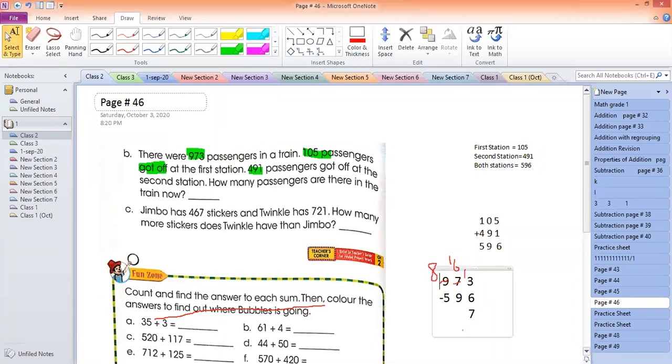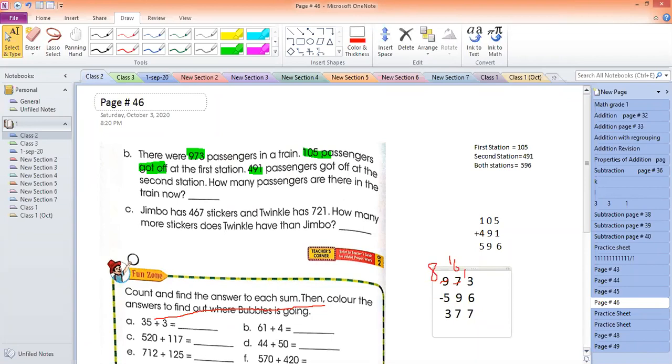This is now 8. So 16 minus 9 equals 10, 11, 12, 13, 14, 15 and 16. We have done too many practices to minus these type of numbers. Okay, this is now 7. 16 minus 9 equals 7. Now this is 8. 8 minus 5 equals 3. So the answer is 377.